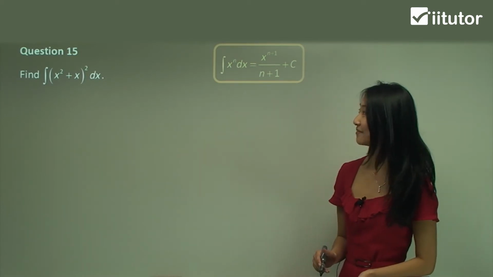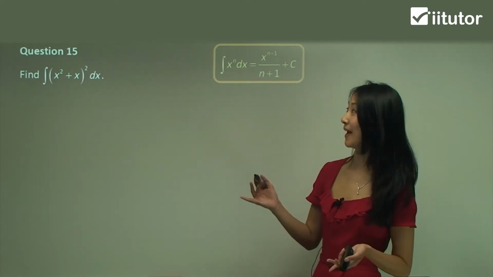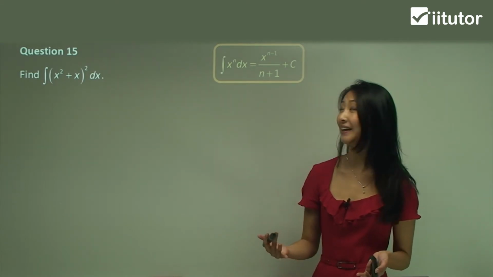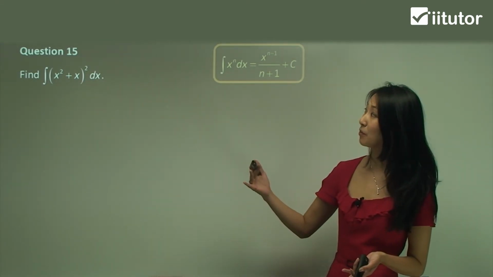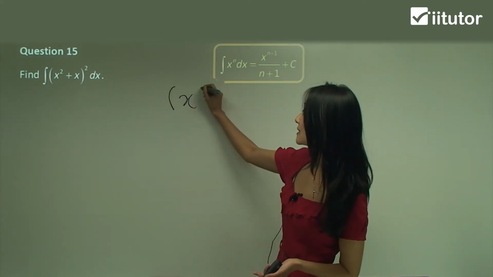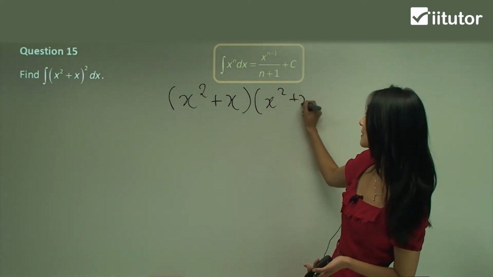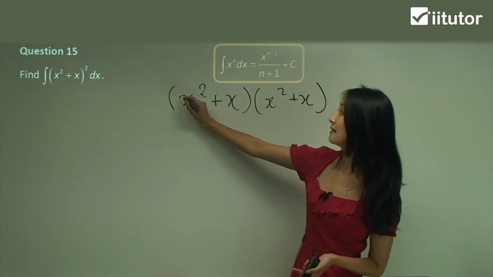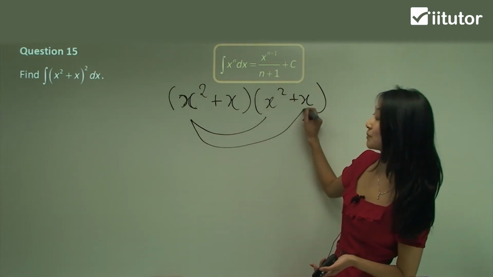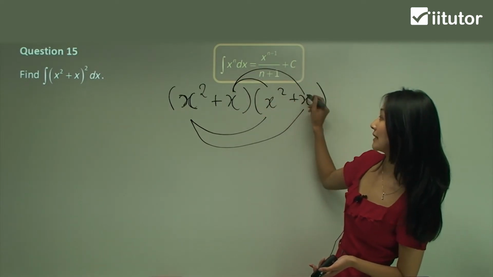Alright, so in question 15, we want to find the integration of x squared plus x, the whole thing squared, dx. And what we want to do here is we want to expand it so we're able to integrate it. So to expand that, there's a couple of ways that people do it differently. So you can either consider it as two separate brackets. So we have x squared plus x, bracket x squared plus x. And you consider it as this x squared multiplied by this one, plus that multiplied by that, plus x times x squared here, and then plus x times x.